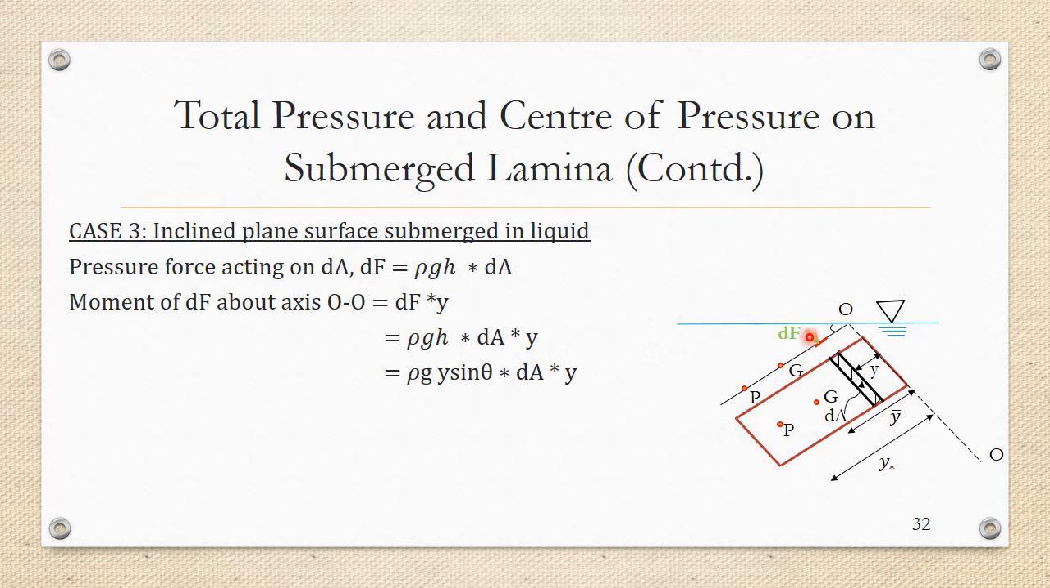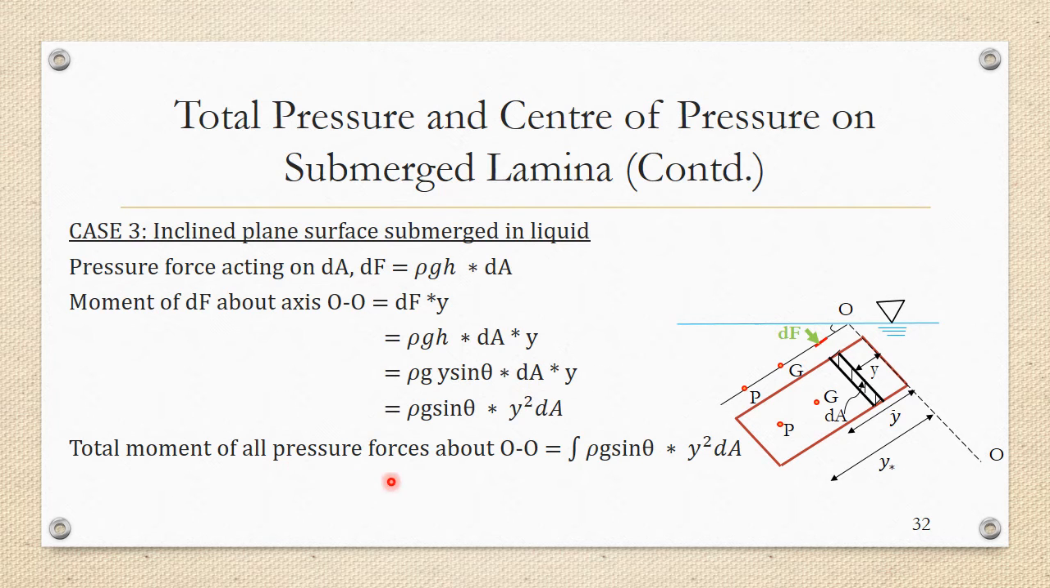So like this small dF, thousands of other dFs will be acting on this plate, because this small element can be drawn anywhere here. There are hundreds, thousands or millions of elements on this plate, all of them having a small force dF acting on the lamina. And so the sum of the moments of all these small forces about the OO axis can be obtained by integrating this particular expression.